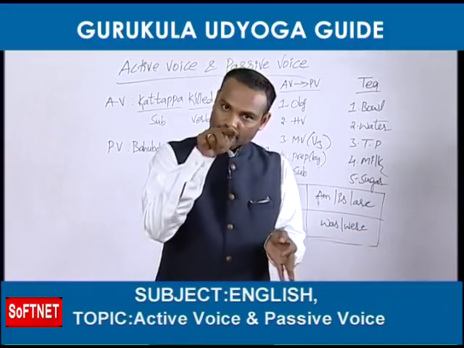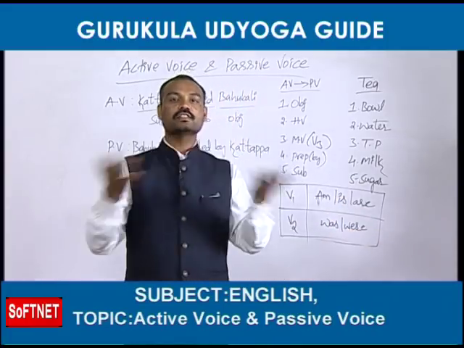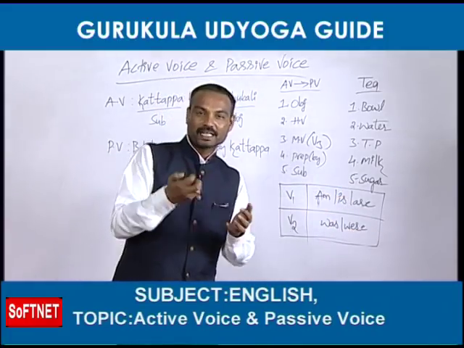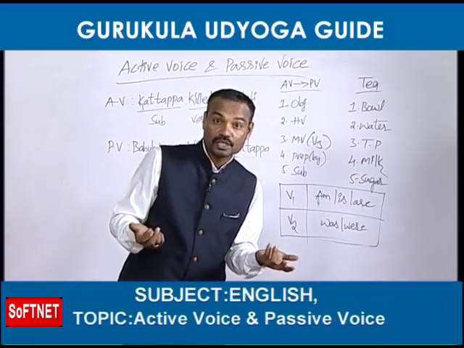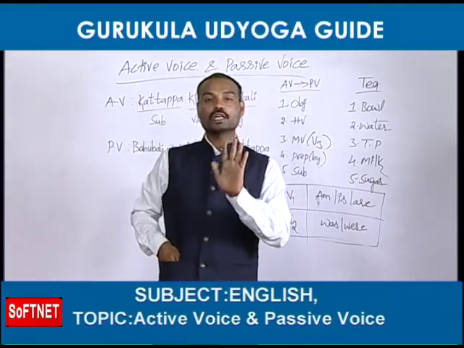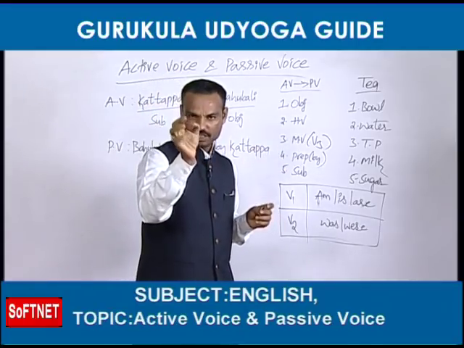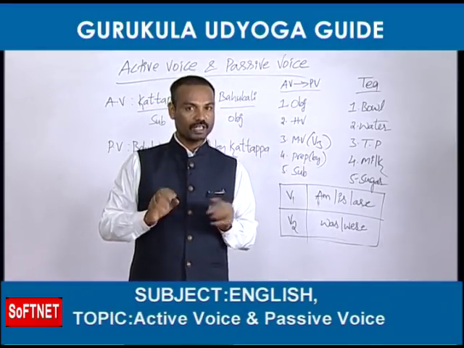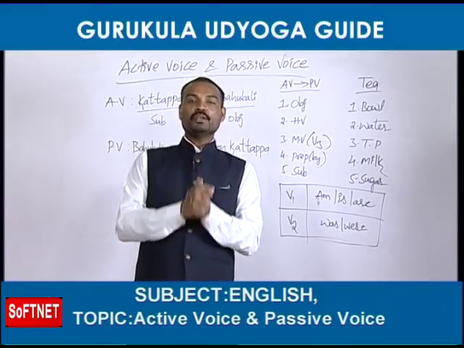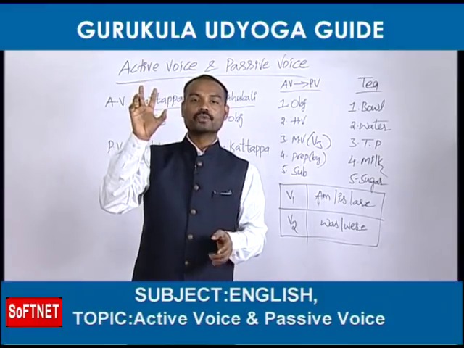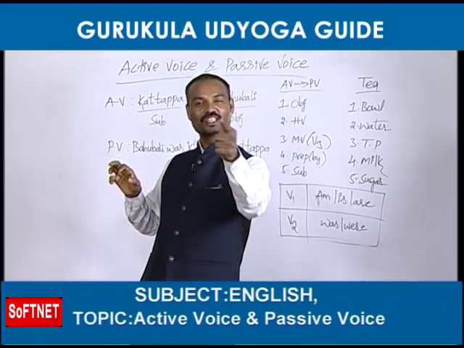See friends, if you know the third form of the verb, you can easily change into V3. But in case you don't know how to change, so friends, if you want to get good marks on this topic, you must know at least 300 to 400 verb forms. Very, very important. Come on, tell me, what is the second form of walk? Walked. Third form? Walked. Wow, that's great.